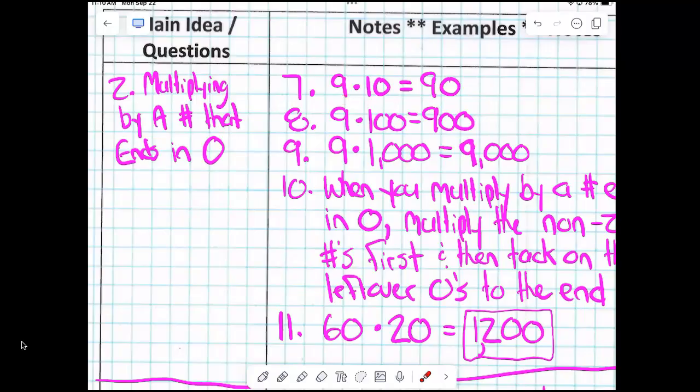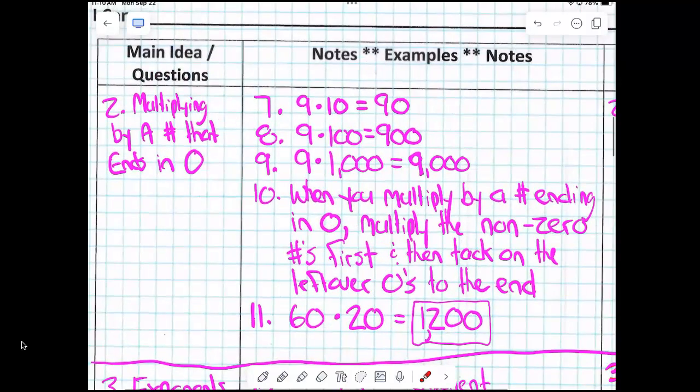So, in order to get 90, couldn't we just multiply the non-zero number 9 and the non-zero number 1 by each other? Yes. And then add the 0 in? Yes. What's 9 times 1? So I write down my 9, right? How many zeros are in this number? 2. So how many do I tack on at the end? 2. So basically what's happening is if you're multiplying by numbers that end in 0, you multiply the non-zero numbers first, so numbers that aren't 0, and then tack on the zeros at the end, yes?